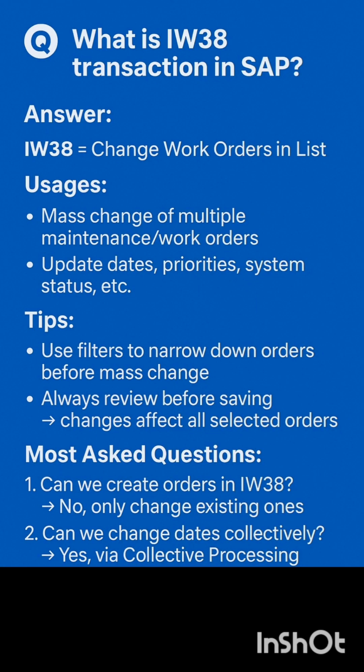What is IW38 transaction in SAP? IW38 is used to change work orders in a list. Its usages include mass change of multiple maintenance/work orders. It can update dates, priorities, system status, etc. In tips, you should use filters to narrow down orders before mass change. Always review before saving. Changes affect all selected orders.